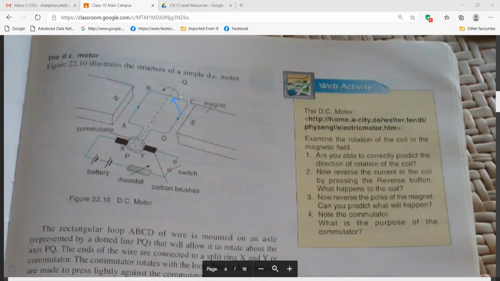Is it clear? Let me say once more. CD is moving upwards. Okay. Now you see for AB the current direction is opposite.